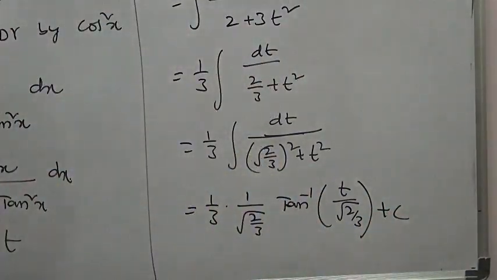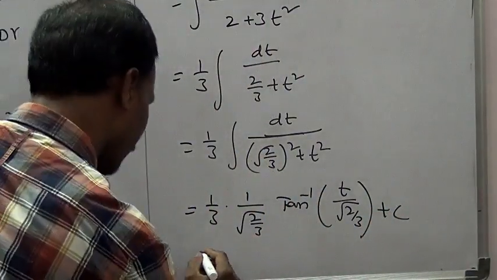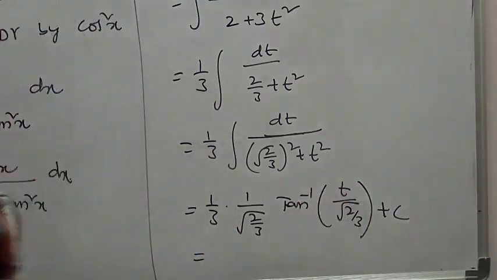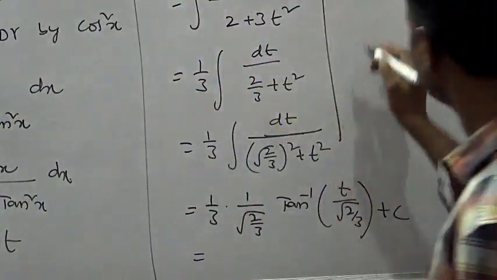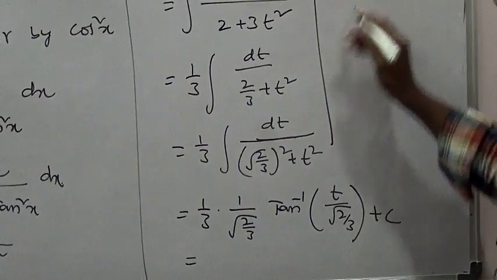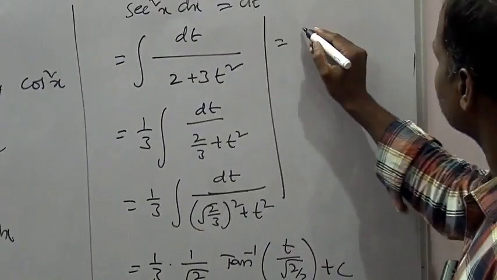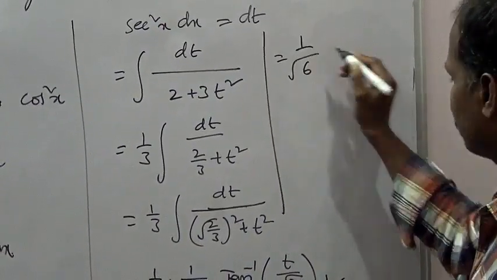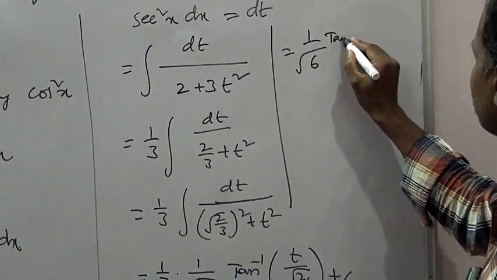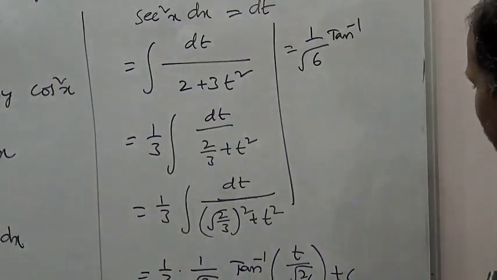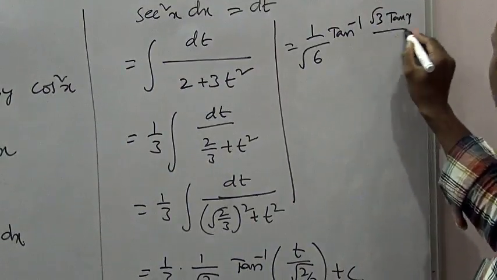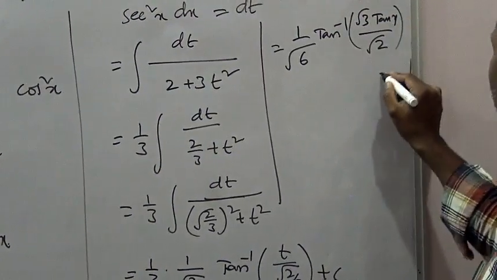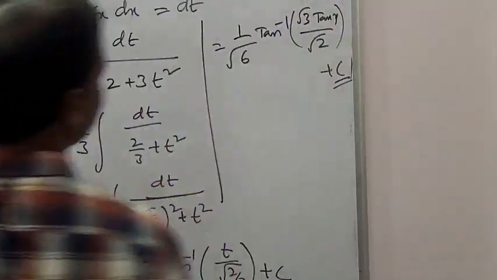Now what you have to do? You have to substitute tan x in place of t. So this equal to, root 3 will be cancelled, 1 by root 6 tan inverse, root 3 tan x by root 2, plus c. Okay?